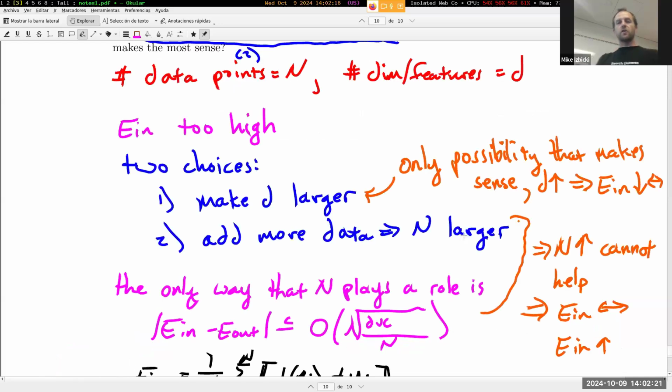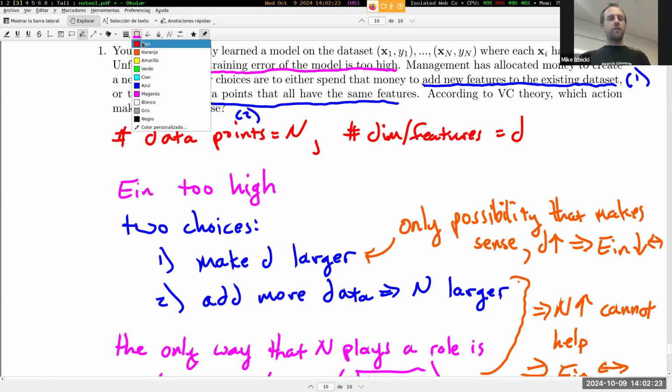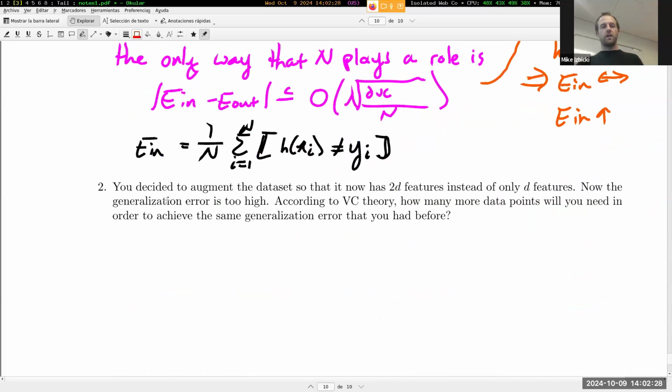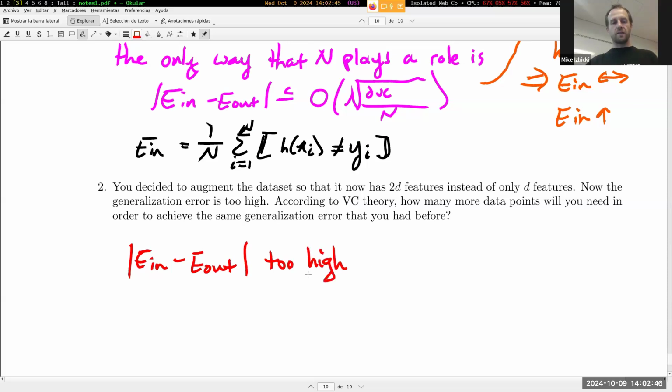So this is the first part of the problem, about what choice to make if your in-sample error is too high. Part 2 down here says, okay, we decided to augment the data set so that it now has 2D features instead of only D features. And now the problem is the generalization error is too high, so E_in minus E_out is too high. And this makes sense. Why does this make sense? Because D increasing implies that the DVC increases.